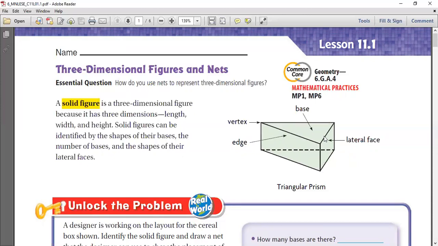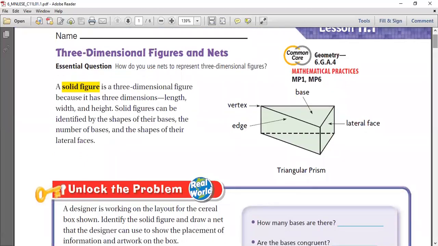If you take a triangle, what can you see? What you can see on the sides is called the lateral face. I know it's new for you, so of course it will be a little bit difficult to understand, but when you start solving the questions, you can easily do it. A solid figure is a 3-dimensional figure because it has 3 dimensions. What are the 3 dimensions? Length, width, and height. Solid figures can be identified by the shapes of their bases, the number of bases, and the shapes of their lateral faces.